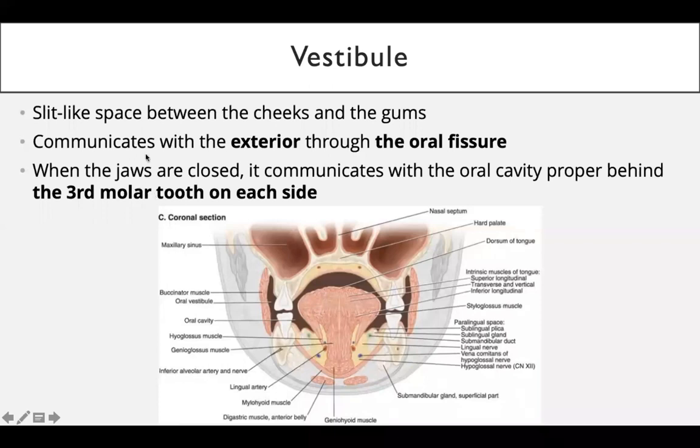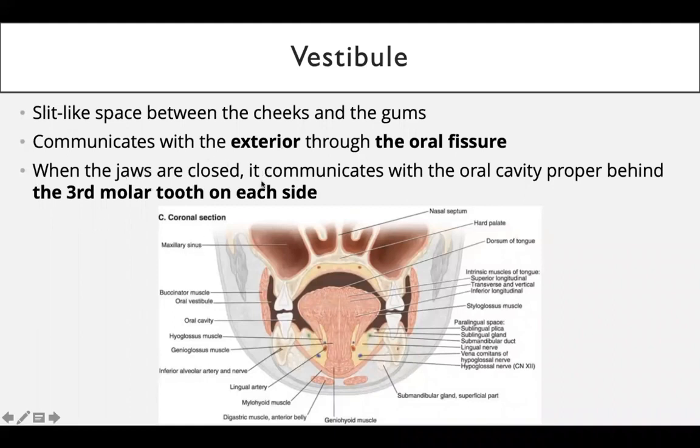It communicates with the exterior through the oral fissure. So if we go anteriorly towards the lip side, this slit, the oral vestibule, is closed or communicated by the oral fissure and it goes up to the lips. So all this slit-like space between the lips and the gums and the teeth is basically the vestibule, the oral vestibule.